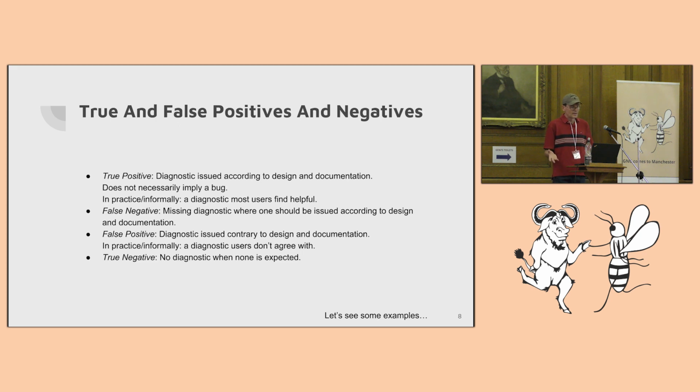So a true positive formally would be described as a diagnostic that's issued according to the design and documentation of the rule. That kind of makes sense. But it doesn't necessarily imply a bug. The fact that it doesn't imply a bug means that it can lead to a false alarm. In practice and informally, we tend to think of true positives as diagnostics for bugs. If I get a warning from a compiler telling me, hey, you might have a buffer overflow here, or you might have an integer overflow, and it's obviously not true, we will tend to think of it as a false positive.